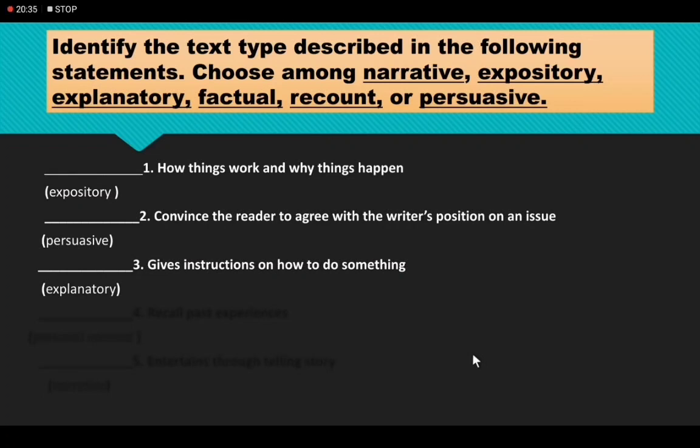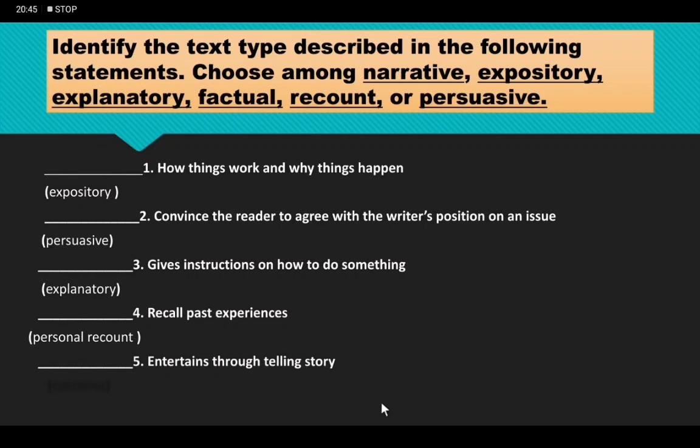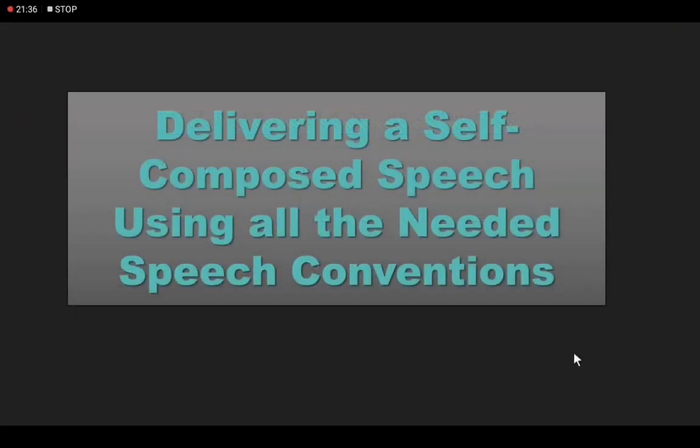Explanatory text type. Number 4, recall past experiences. The answer? Personal recount. Number 5, entertains through telling story. This is the first one that we discussed, and it is narrative text type.